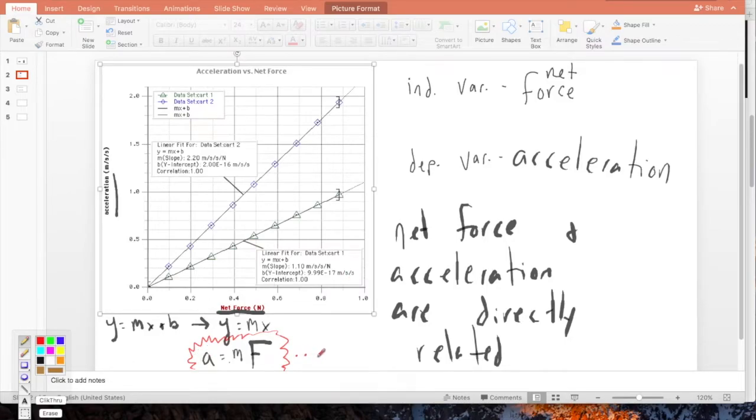Let's keep that in mind, and let's look at another set of data.